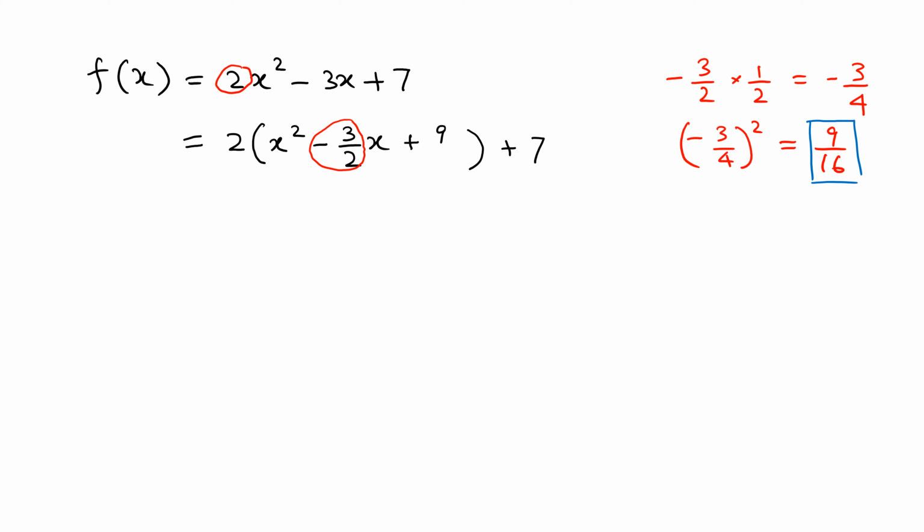So we add that magic term, that means 9 over 16. That's the half. That is the square of the half of the coefficient. You take the half of the coefficient and square it. So that is the magic term.